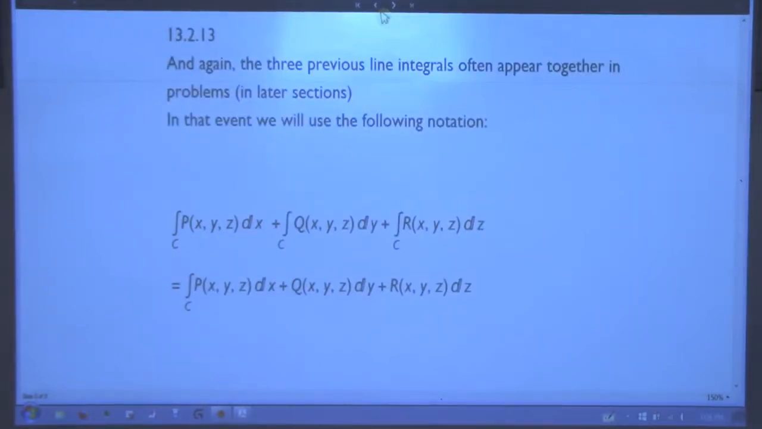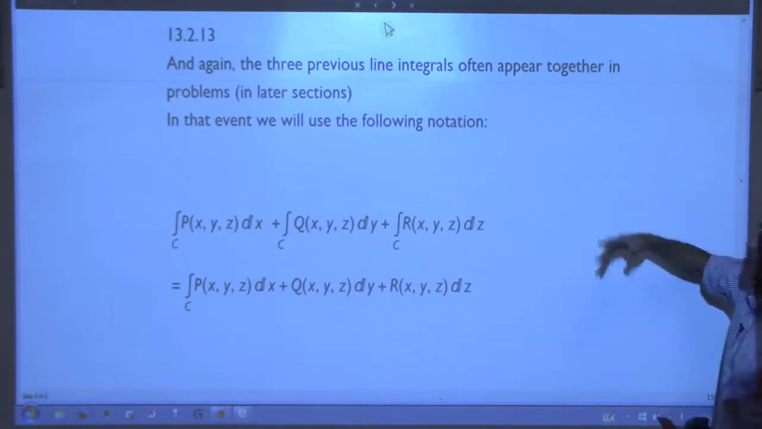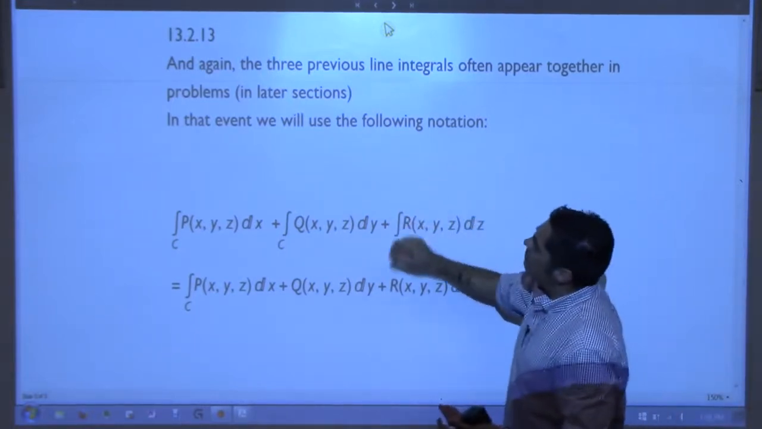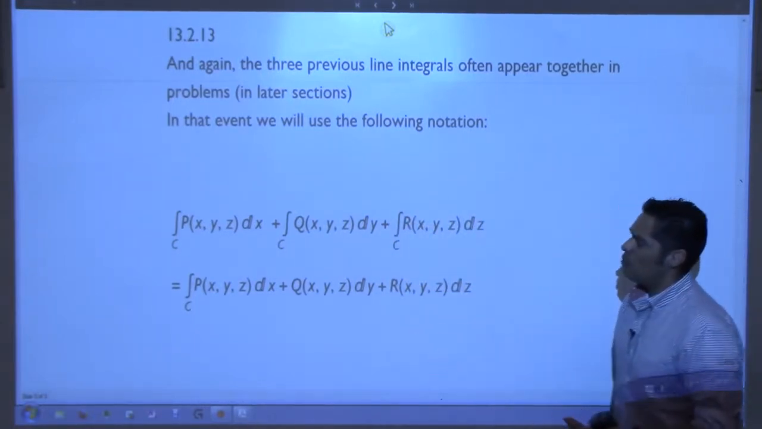Why do you have to split it like that? Okay? So again, the previous 3 line integrals are used in later sections. Okay? We will use them. In that event, we will use the following notation.